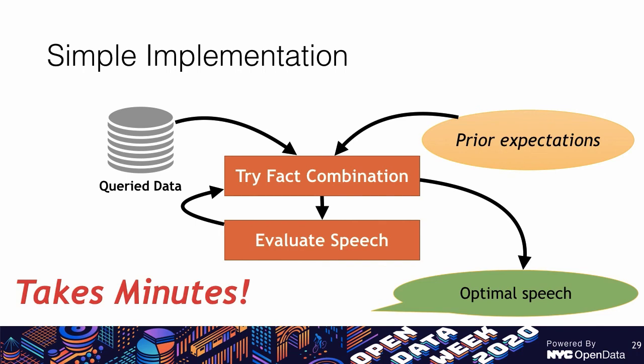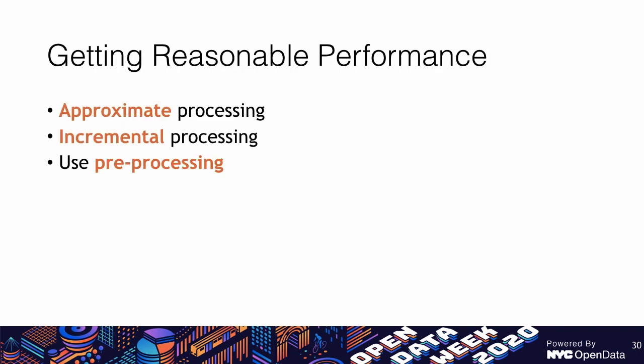And we have tried out quite a few different techniques in order to get there. We have in particular tried 3 techniques recently. We can first of all use approximate processing. So we don't work with precise results, but with some kind of approximation. We can use incremental processing, or we can use pre-processing. I'm going to say a little bit on a high level about those 3 things.